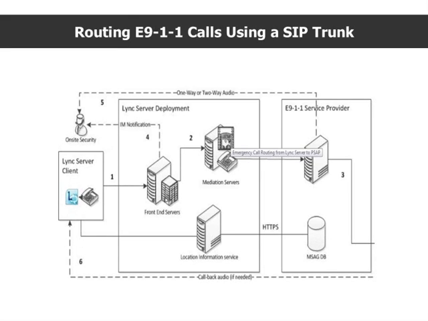In the next example, we see routing an E911 call using a SIP trunk connection. The diagram looks very similar in the sense that your call still gets routed through your front-end servers, out through your mediation server, and over to your E911 services provider. But this time, instead of using an ELIN gateway, we're using a SIP trunk connection.